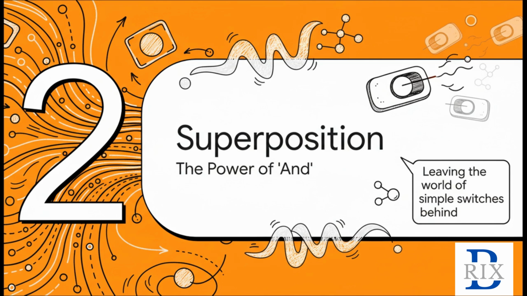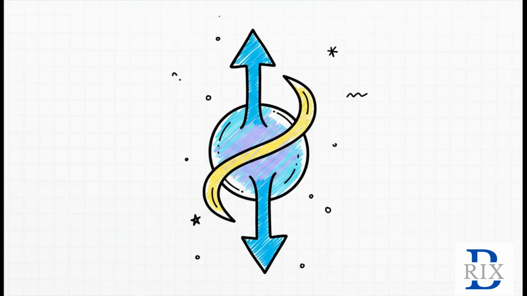Well, this is where we leave the world of simple on or off switches way behind, and we enter the world of superposition. This is it, superposition. It's not that the electron is somewhere in between up and down. No, it is, in a very real sense, both up and down at the exact same time. This is probably the first mind-bending idea we really need to wrap our heads around.